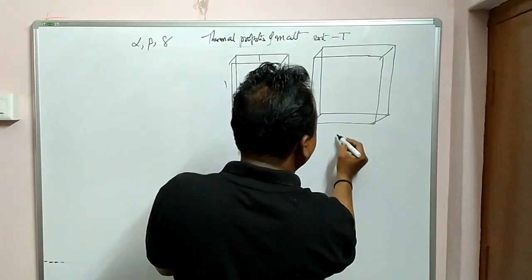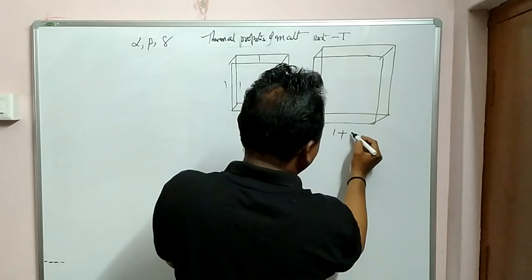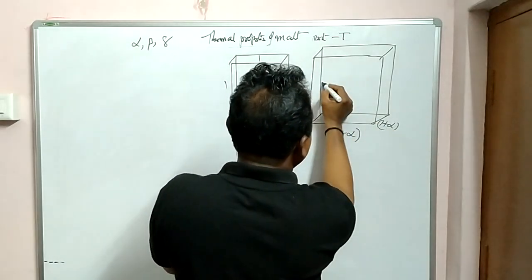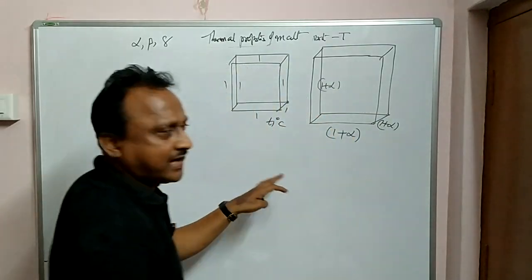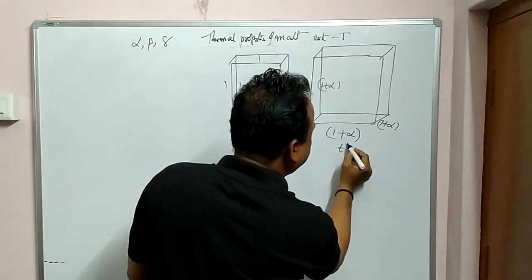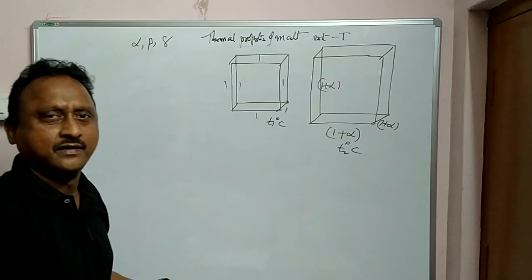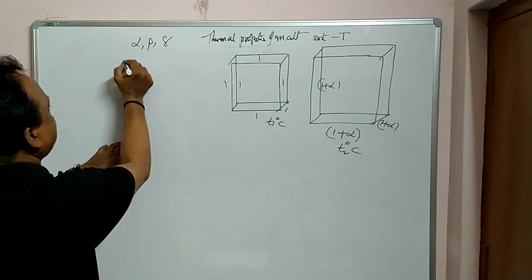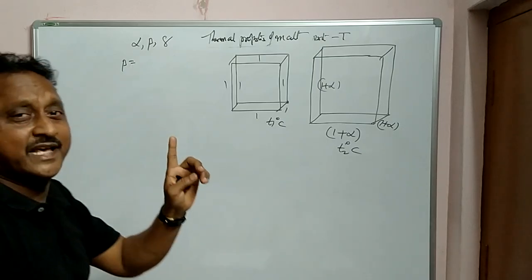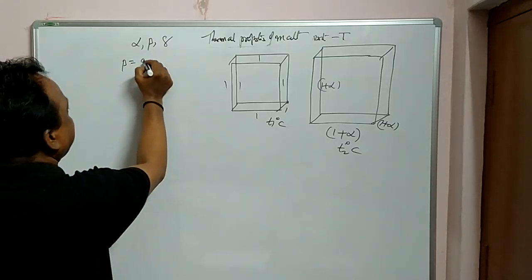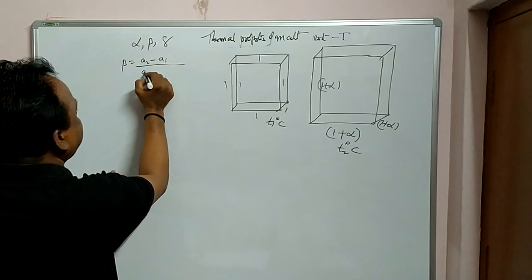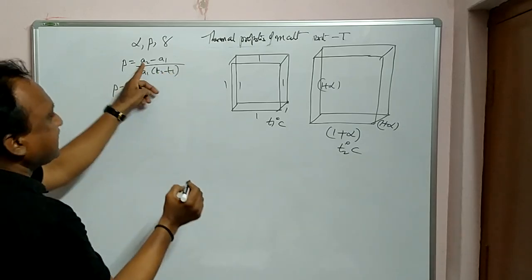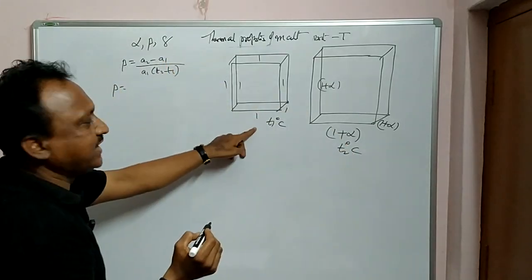Now let the new length be 1 plus alpha, 1 plus alpha, 1 plus alpha. Okay, this is new length at a T2 degree centigrade. Now here I'll apply one thing, that is what is beta. From last one we have explained in areal expansion. Beta enti? A2 minus A1 by A1 into T2 minus T1. So what is A2? New area. What is A1? Initial area.